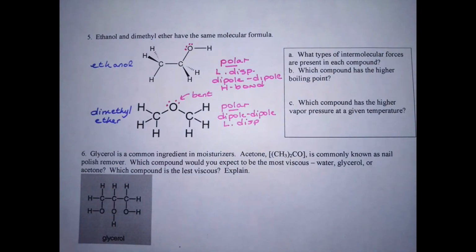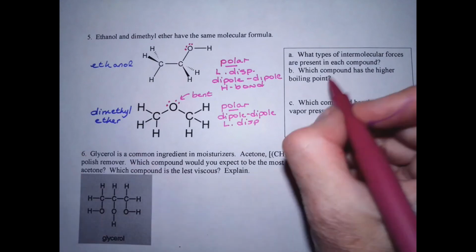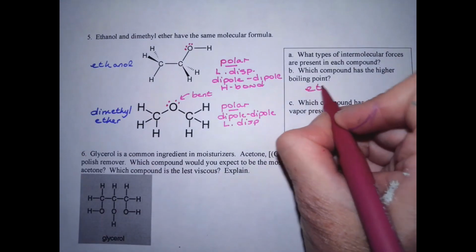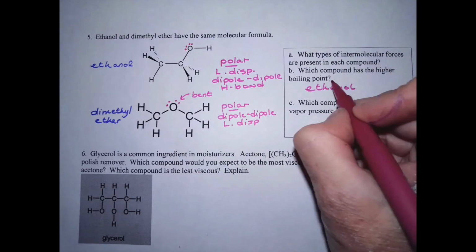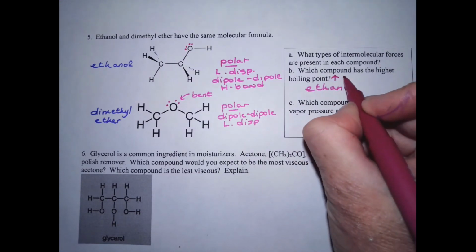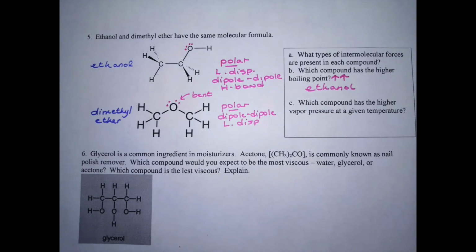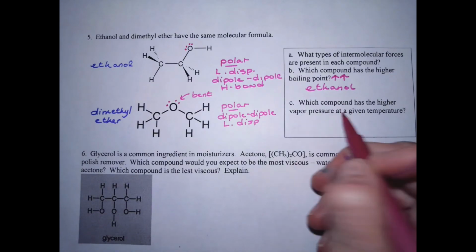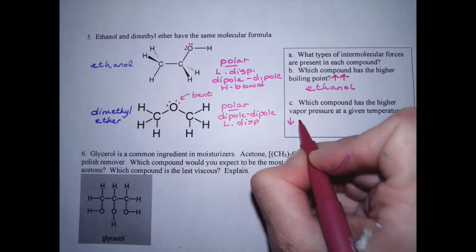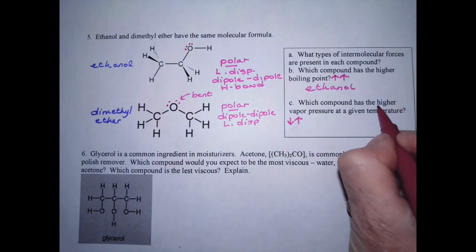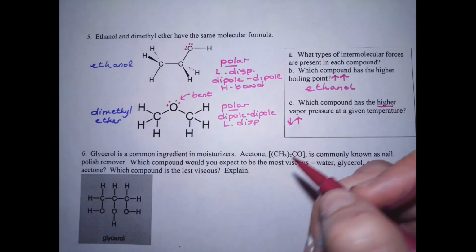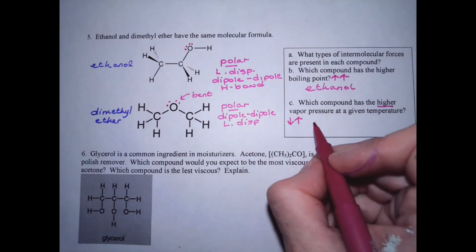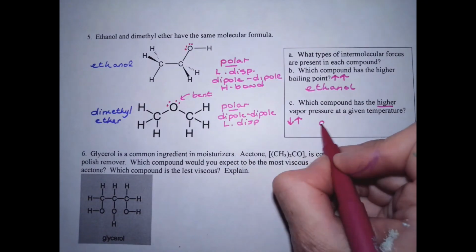Which compound has the higher boiling point? That's going to be the ethanol because it has more intermolecular forces. Remember, with boiling point, we see a direct relationship. Which compound has the higher vapor pressure? Vapor pressure is the one that goes in opposite directions. So a higher vapor pressure is going to be less or weaker intermolecular forces. So here the answer is going to be dimethyl ether.